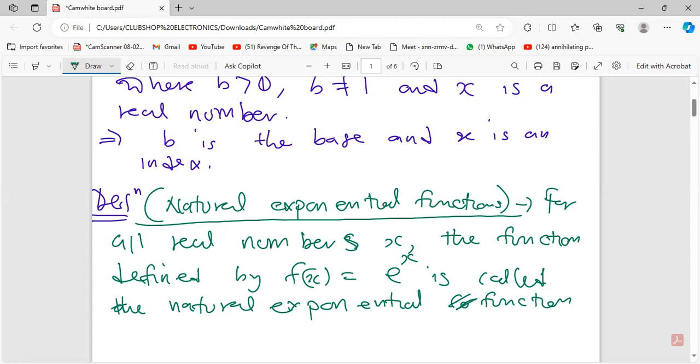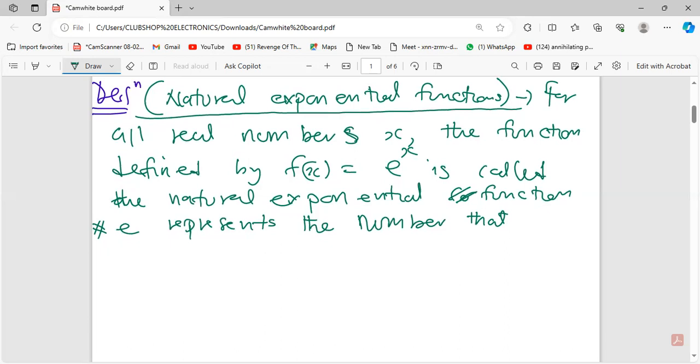Now, note that e represents some number. Okay? The number that, okay, e equals 1 plus 1 over n, to the power n, right?